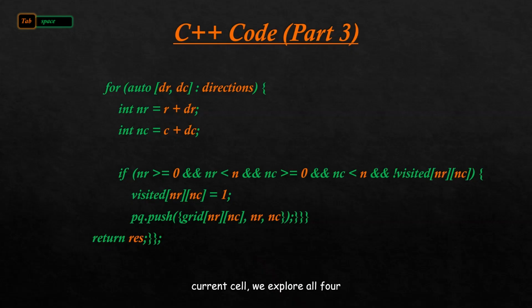Finally, from our current cell, we explore all 4 possible neighboring cells. For each neighbor, we first check if it lies within the boundaries of the grid and hasn't been visited yet. If it's valid, we mark it as visited and push it into the priority queue with its elevation value. This ensures that in the next iterations, we will continue expanding through the lowest available elevations first, gradually forming the path of least resistance as the water level rises. When all reachable cells have been processed, our result represents the minimum elevation, or equivalently the minimum time t required to reach the goal.